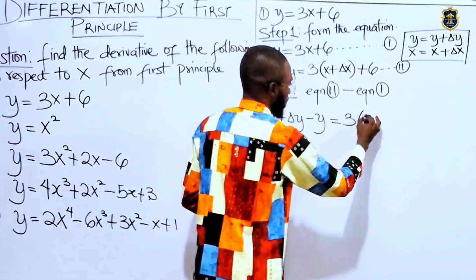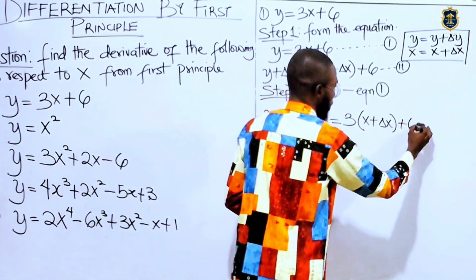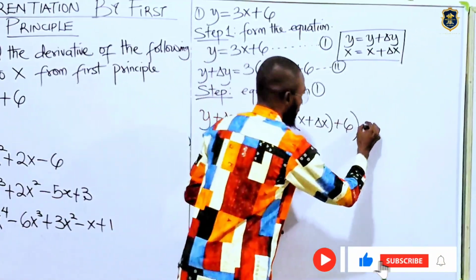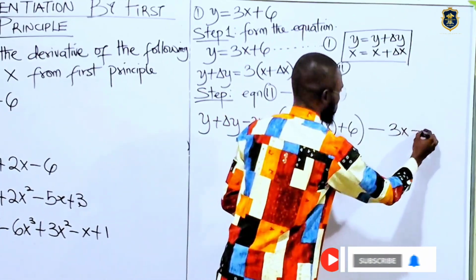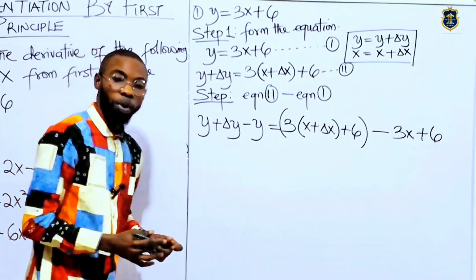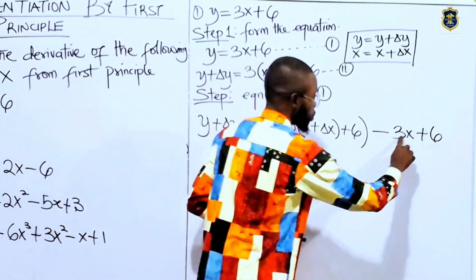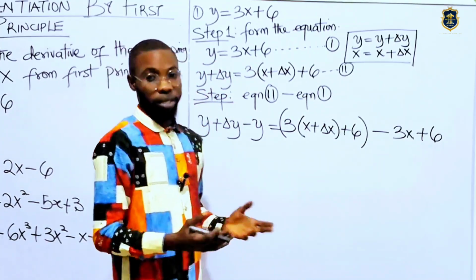3 bracket x plus delta x plus 6. That's our equation 2. I'm trying to bracket them now so I can separate them. Minus our equation 1, which is 3x plus 6. I want to show you something. Whatever we are doing with this equation 2, look at everything here must cancel out with something that is here. It's a secret I'm showing you now.